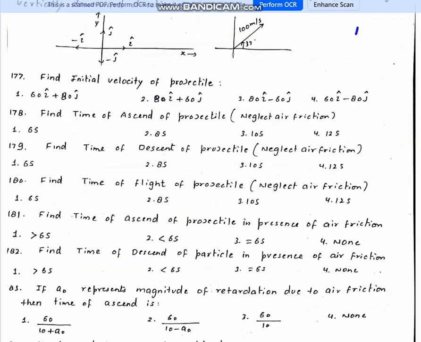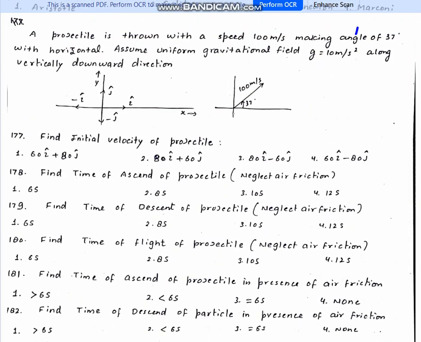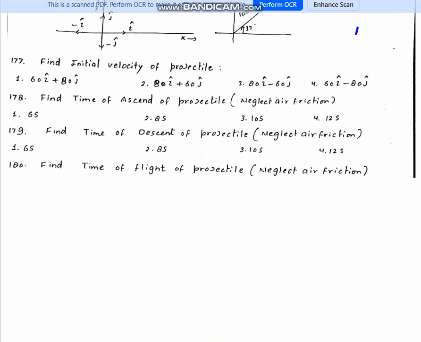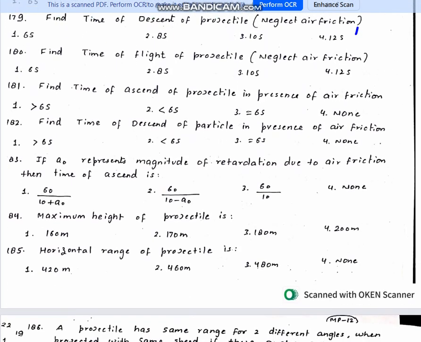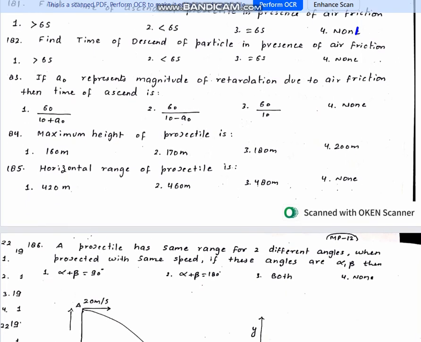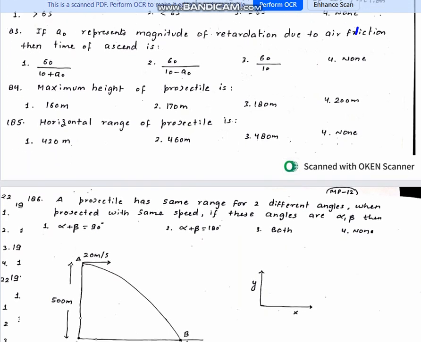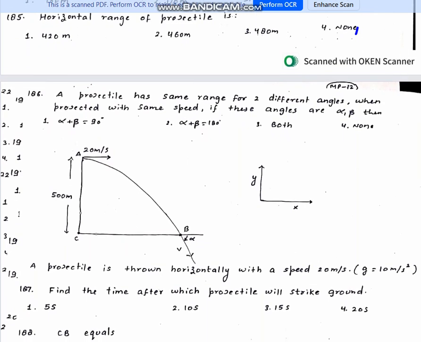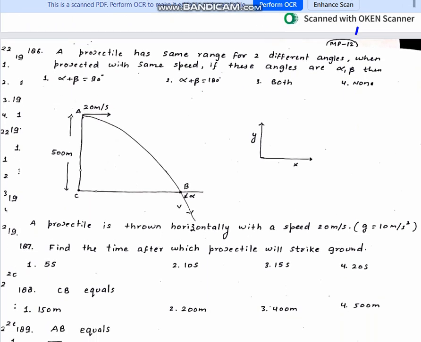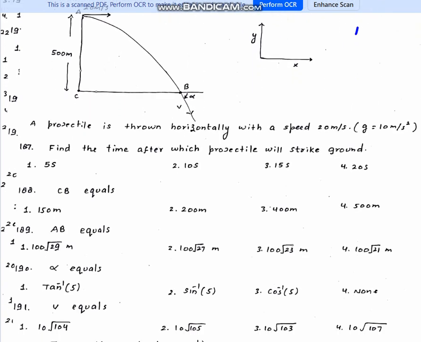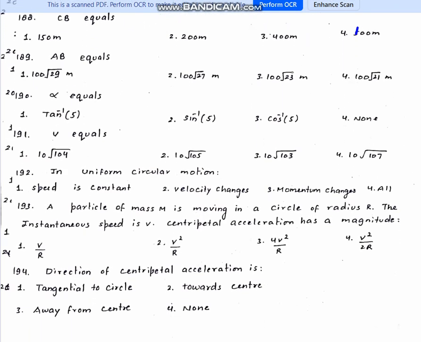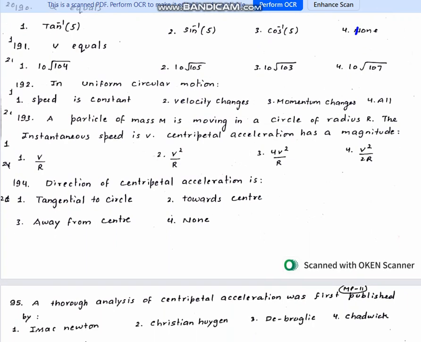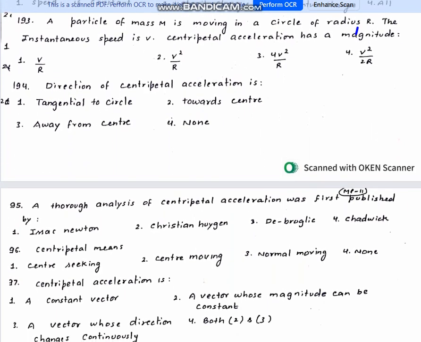Then we have projectile motion. We are given a numerical based on projectile motion. We need to find initial velocity, ascent time, descent time, flight time. Then retardation and the difference between ascent and descent, maximum height, horizontal range. Then we have horizontal projectile. We need to find time in that, range in that, displacement in that, angle with which it strikes, speed with which it strikes. Then we have the concept of uniform circular motion.